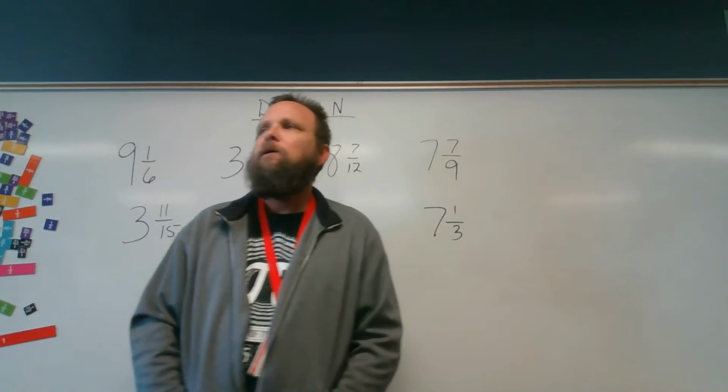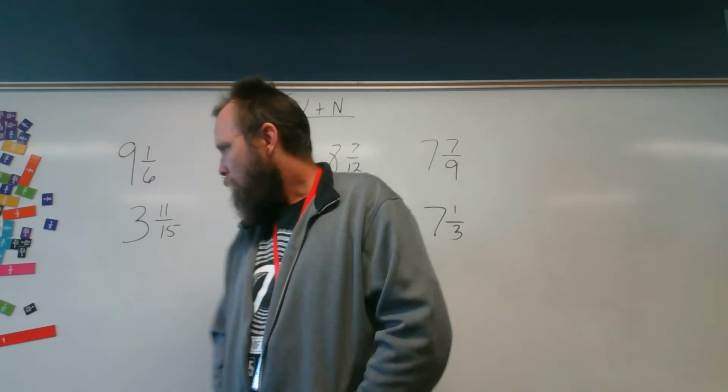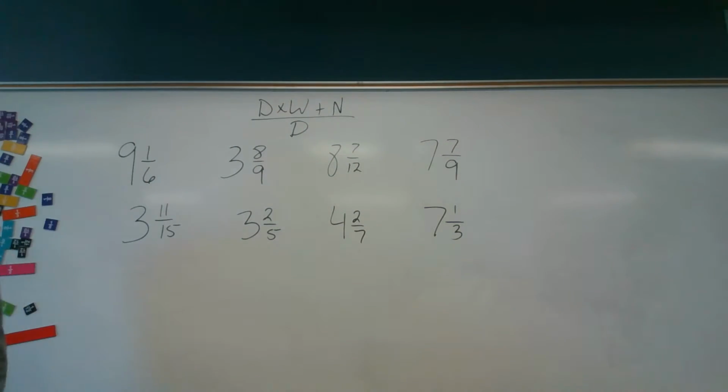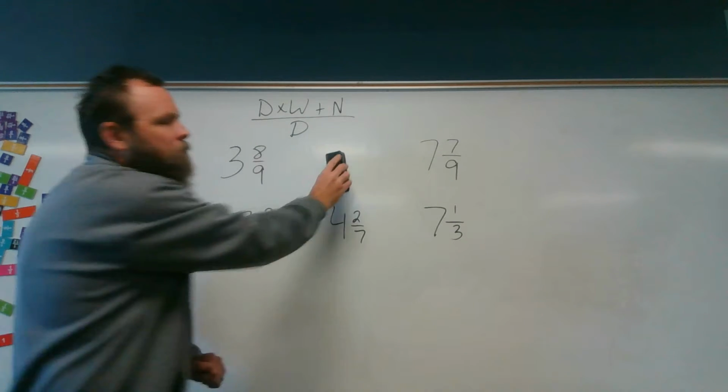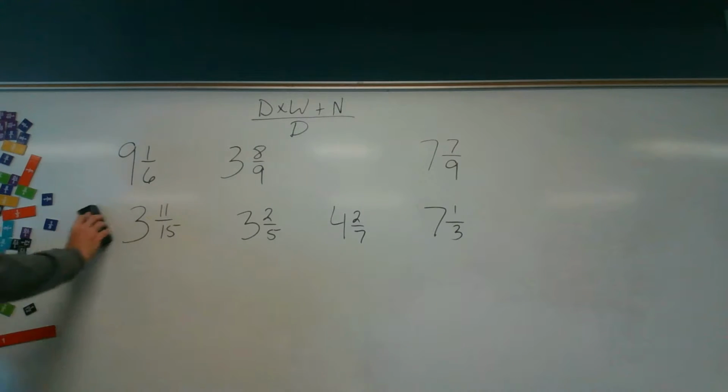Okay. We are going to go over 3 of these, but right now we have 6. So Emilio, tell me one you would like to not go over. 8 and 7/12. Stephanie, tell me one you would like to not go over. 3 and 11/15.